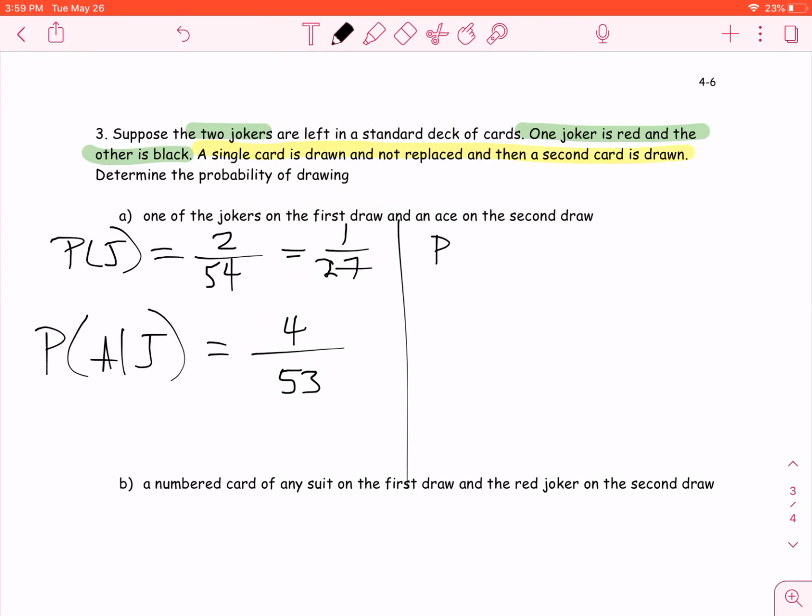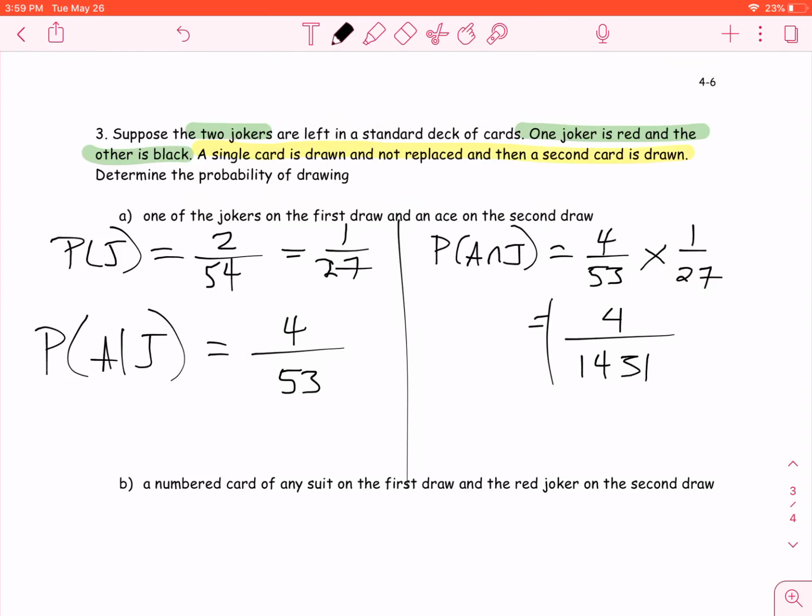So the probability of A and J is equal to 4 out of 53. Now we're going to multiply it by 1 over 27, which equals 4 over 1,431. Okay, so a really small probability there. If we wanted the percent, that's about barely 1%.